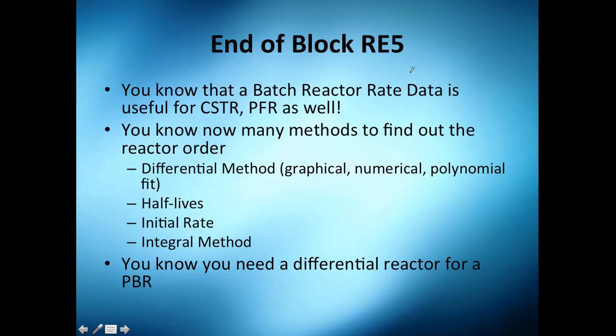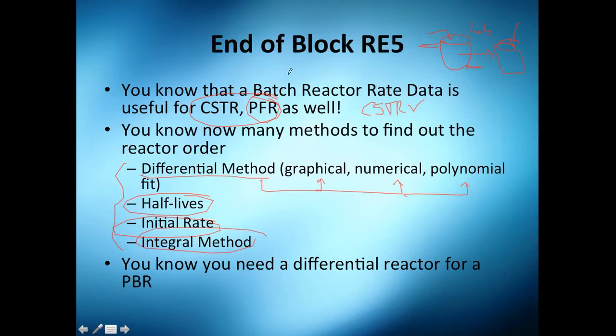You know that the batch reactor rate data is useful for this also. If you have batch data and you don't know if you can apply it to a CSTR, well, you can do it. It's pretty cool because you can do the experiments in a batch reactor, in a small beaker, and you don't need to make a continuous process whatsoever. You can do it in a batch reactor and then go from lab to the factory or the chemical plant. And you know how to use these methods: differential methods, which need graphical, numerical or polynomial fit methods, and also half-lives, the initial rate method, and the integral method. So these are the methods we use for the batch reactor.